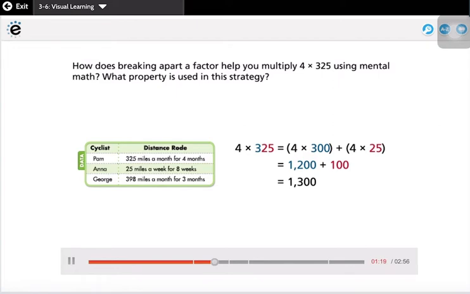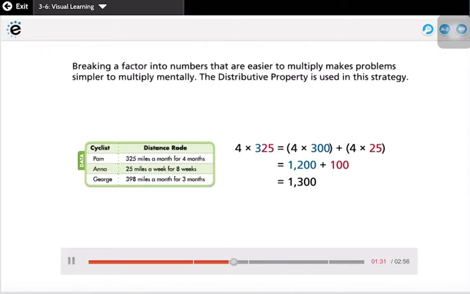How does breaking apart a factor help you multiply 4 times 325 using mental math? What property is used in this strategy? Breaking a factor into numbers that are easier to multiply makes problems simpler to multiply mentally. The distributive property is used in this strategy.